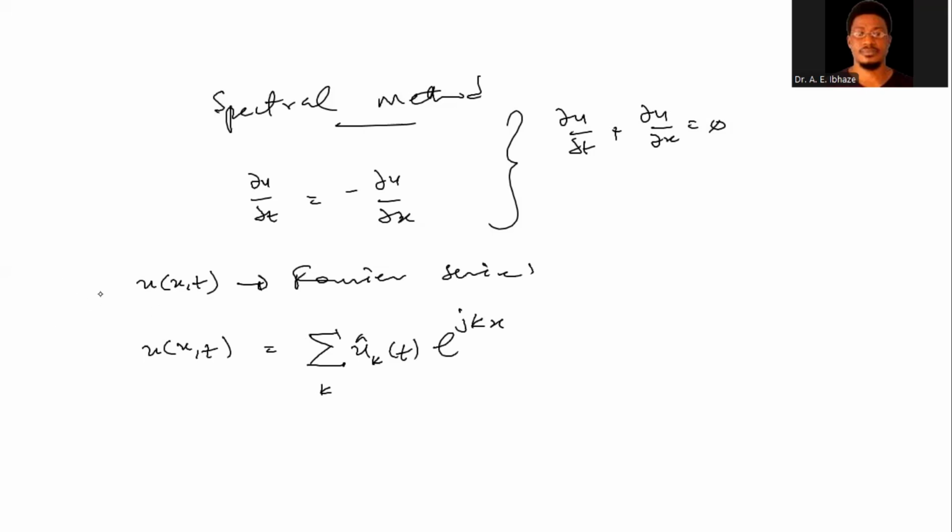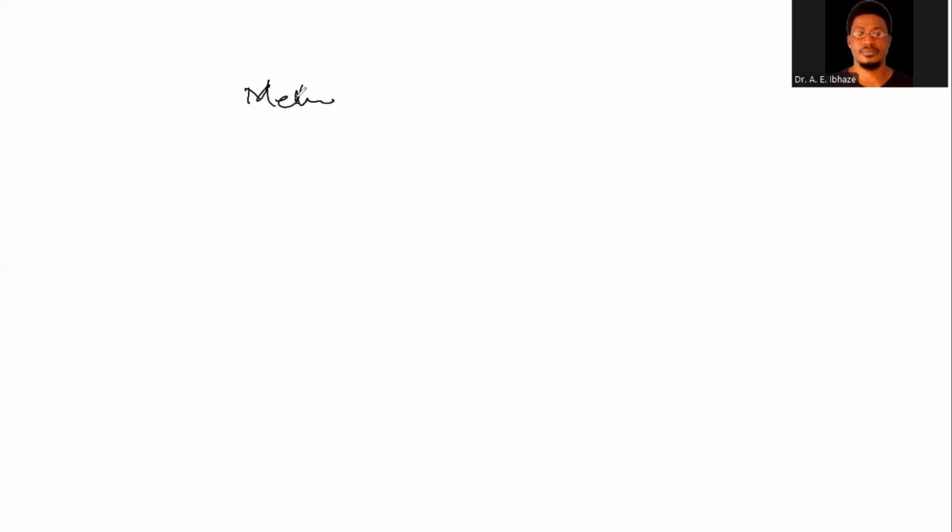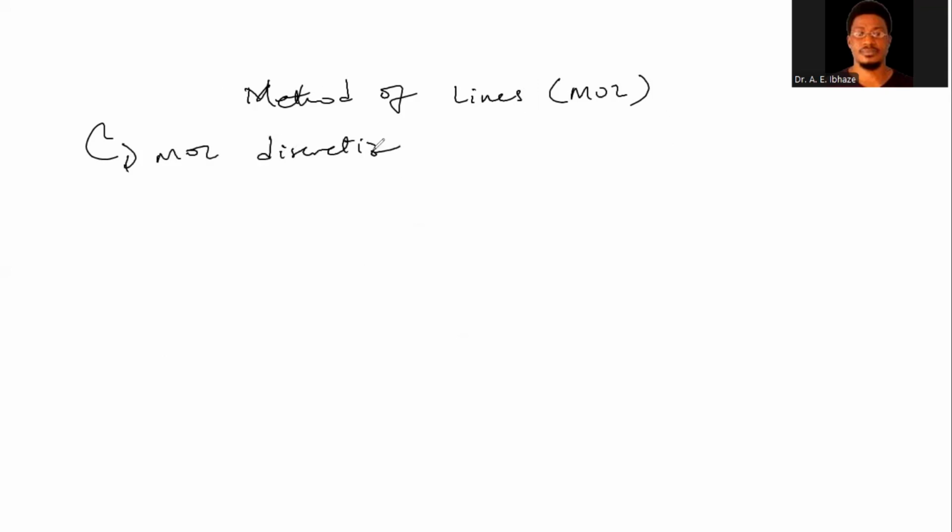So one more method we will try to designate the formulation is the method of lines, MOL as you may call it. What the method of lines does is to discretize only the spatial variables, okay? So the method of lines discretizes only the spatial variables. And then it solves the resulting system using ordinary differential equations, you know.